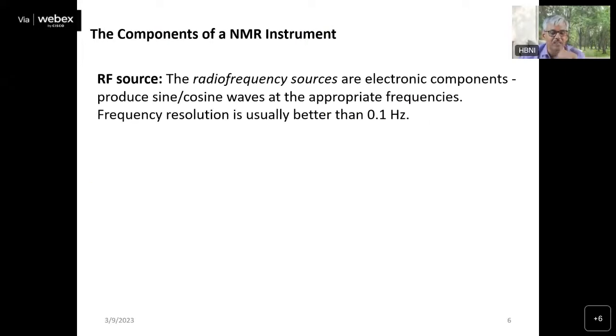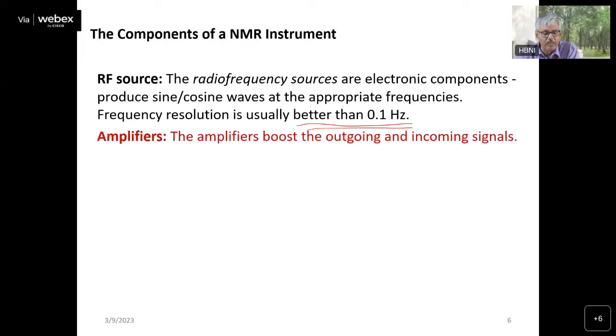Now in the console you will see there are the radio frequency sources. These radio frequency sources are electronic components. They produce sine and cosine waves at appropriate frequency, and normally the frequency resolution is better than 0.1 hertz. So that means you get a very good resolution. And then there will be amplifiers, so they boost both outgoing and incoming radio frequency signals. Whatever radio frequency is generated is boosted to high power, and the B1 field strength is actually controlled by these amplifiers.